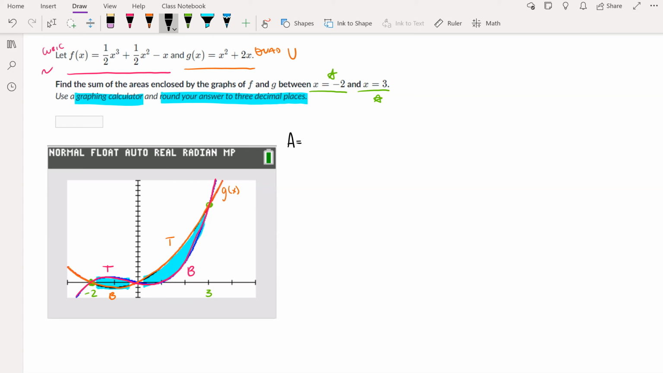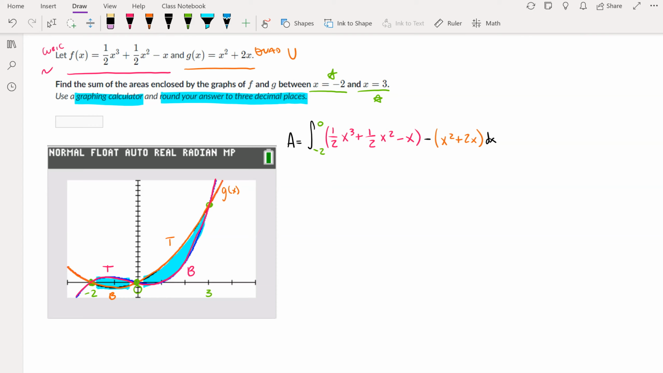So the area equals the integral from -2 to 0, which is where the top is pink. So I'm going to go -2 to 0 of my pink function on top minus my orange function on the bottom. So of f of x minus g of x. So 1/2 x cubed plus 1/2 x squared minus x, minus my g of x function, x squared plus 2x. Okay, that's just this left sliver, this left area right here.